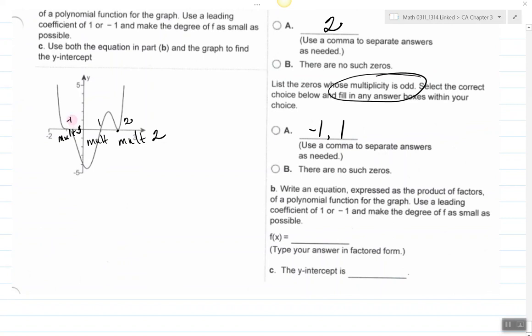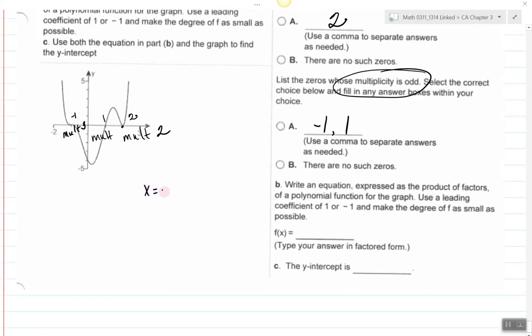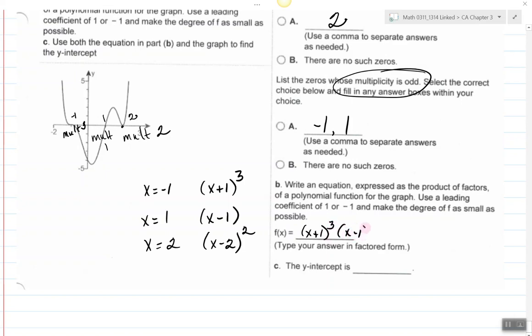All right, going up here. If x equals negative 1, but the multiplicity, because of that curvature change, that's going to be x plus 1, but it will have to be to the third power. X equals 1 gives me x minus 1, single multiplicity. And then x equals 2 is x minus 2, but it's multiplicity 2. So this will be x plus 1 cubed, x minus 1, x minus 2 squared.